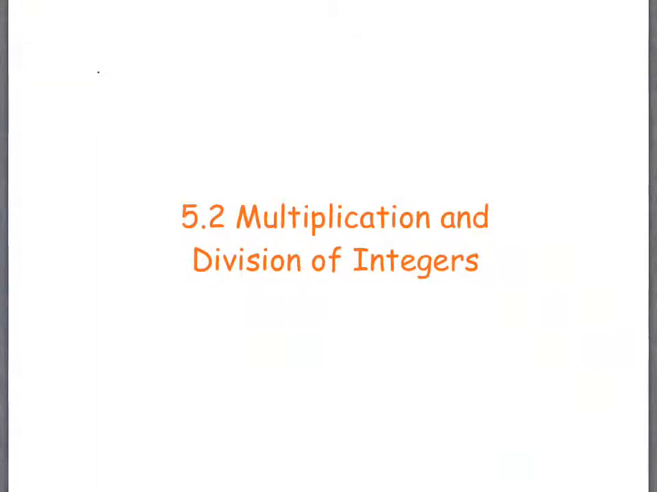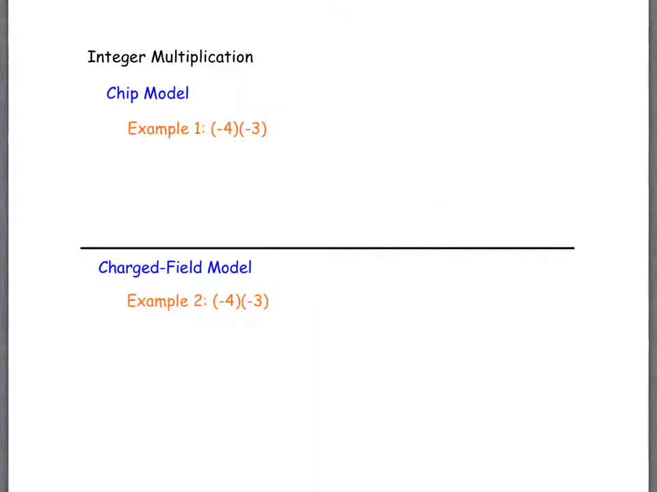All right, second section in integer operations, 5.2, is multiplication and division of integers. The models you see are going to look very similar to the models before. The interpretation, or how we work with them, is going to be a little bit different. Now on this one we have -4 times -3.